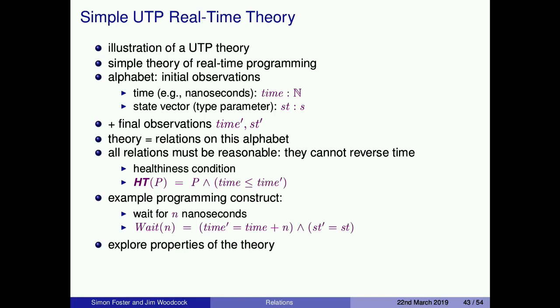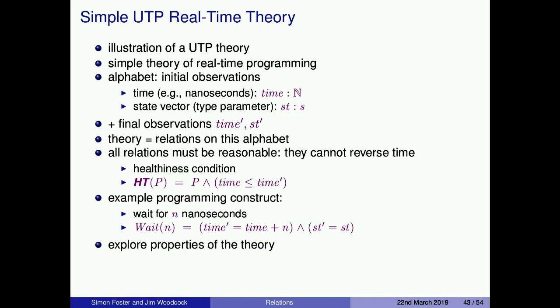Sure. That motivates why you want more advanced UTP theories that allow you to write different kinds of invariants, right? But this is just a motivating example. This isn't actually how I say we should model real-time programs, because it's very basic, but it illustrates how the idea of a UTP theory works.